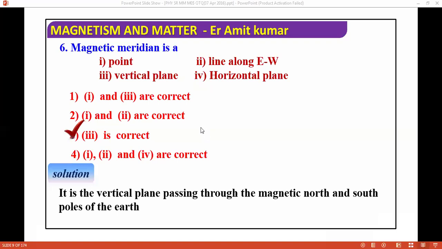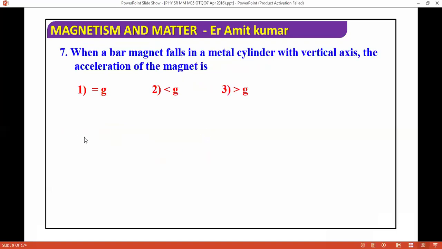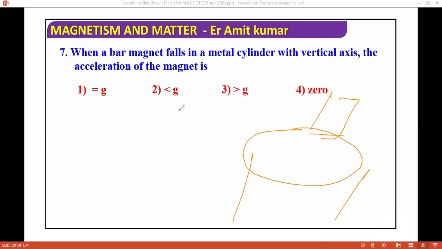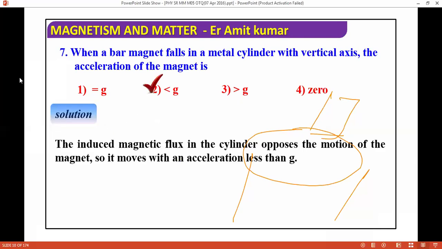Next question: when a bar magnet falls in a metal cylinder along the vertical axis, the acceleration of the magnet is what? We have a bar magnet falling inside a metal cylinder. This is a very famous question for IIT JEE, so all of you should know. It is asked many times in many different examinations. The correct answer will be less than g. Why? Because the induced magnetic flux in the cylinder opposes the motion of the magnet, so it moves with an acceleration less than g. So you should know this concept.